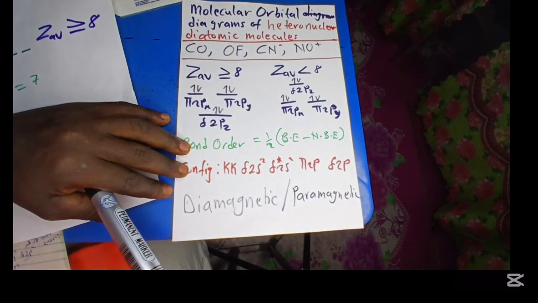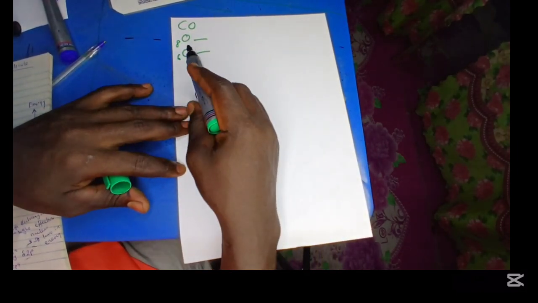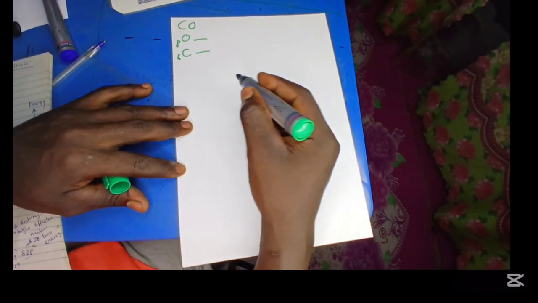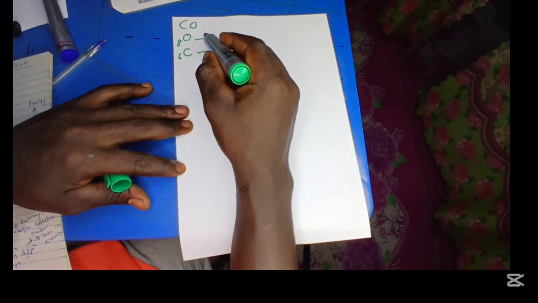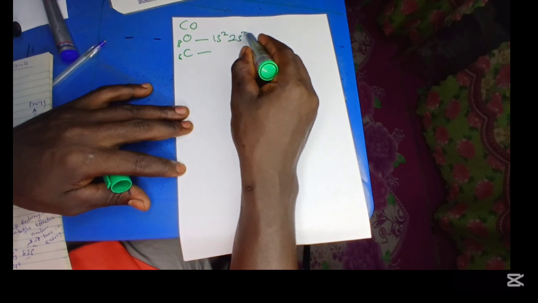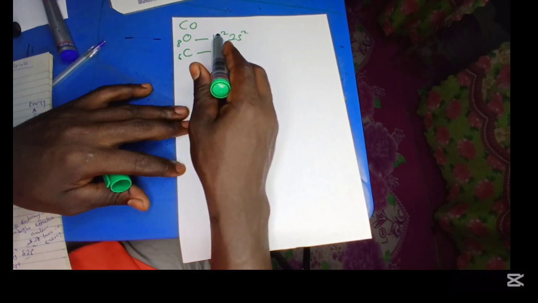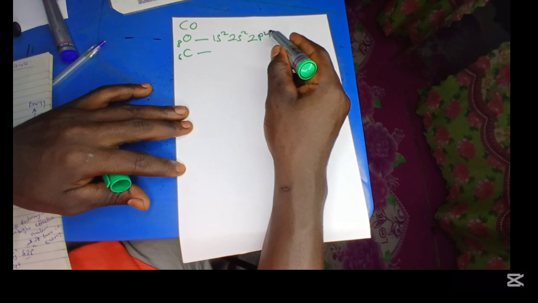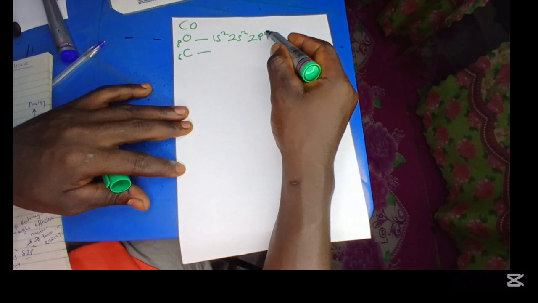So let's start. Let's draw the molecular orbital diagram for CO. First of all, let's write the electron configuration of each atom involved in the formation of CO. We have oxygen with atomic number 8. Let's write the normal electron configuration of oxygen: 1s2, 2s2. Atomic number 8 indicates that oxygen has 8 electrons, so 1s2, 2s2, and the remaining 4 in 2p.